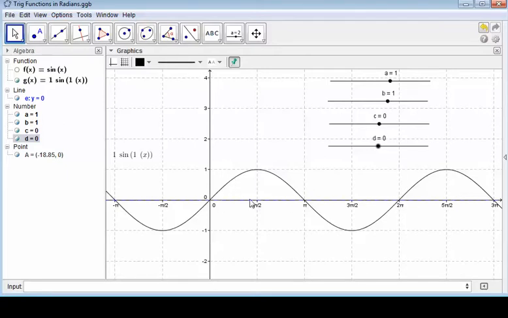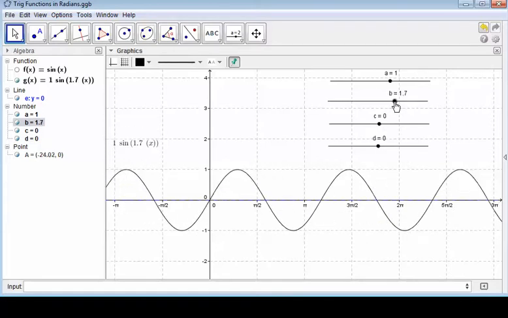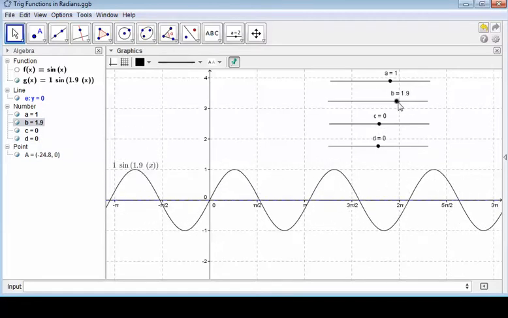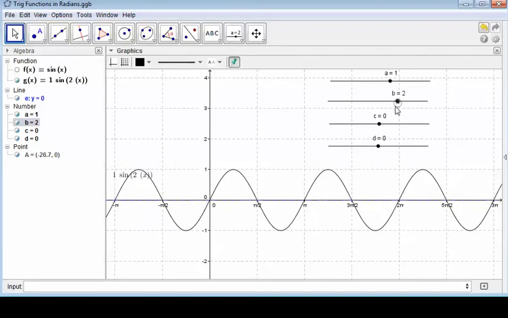Now watch what happens to that period when I change this. If I change b to 2, it does compress it, but what's the period now? If you look at one complete wave, if you start here, it goes up to the top, back down, and back to pi. That's it. The period's changed to pi. So it was 2 pi, that was one wave, and now it's changed to pi. So it's changed the period of the wave. It's squashed it by a half, effectively.